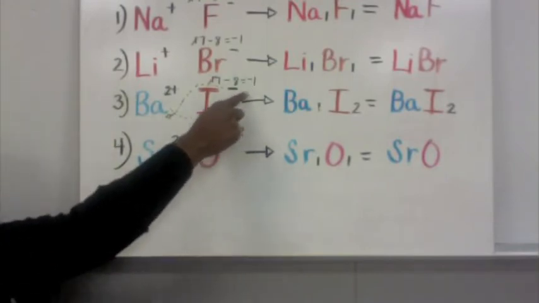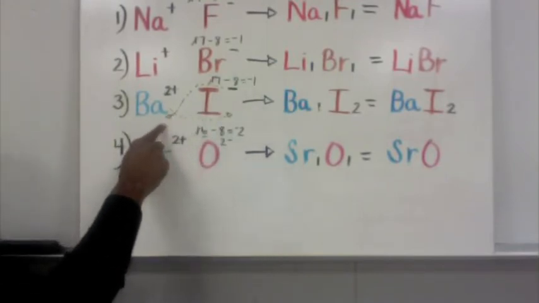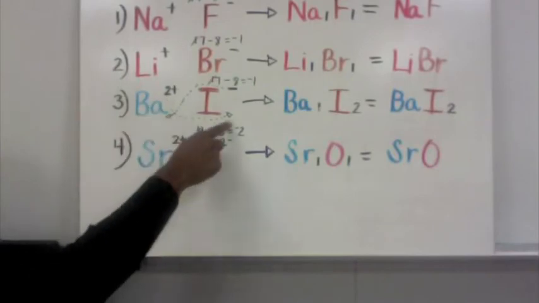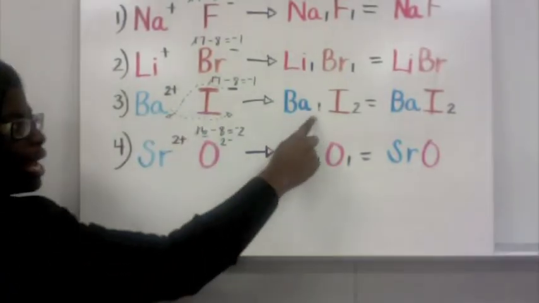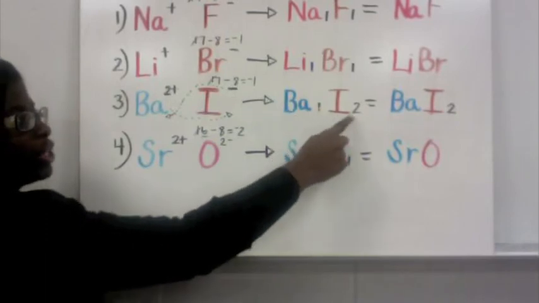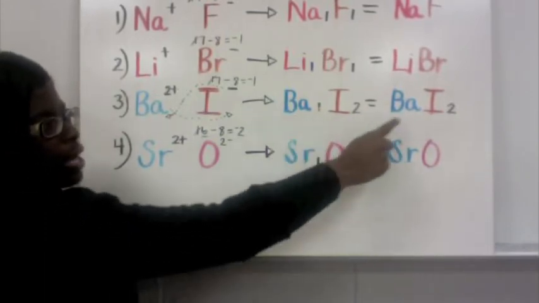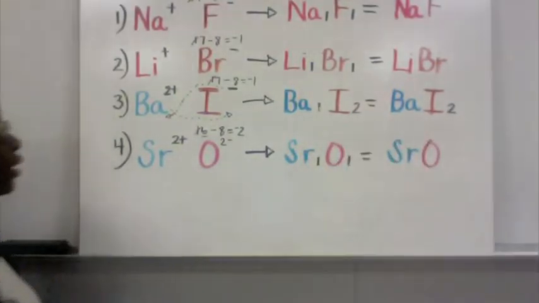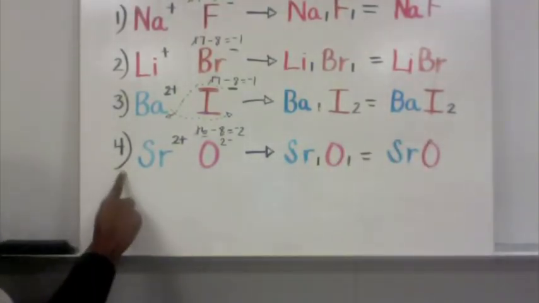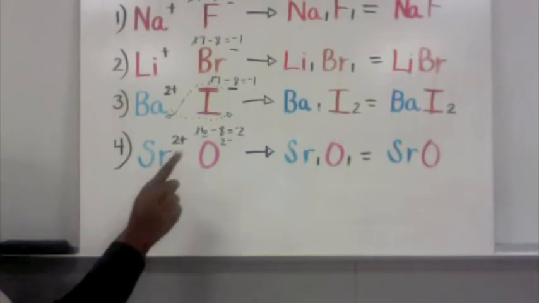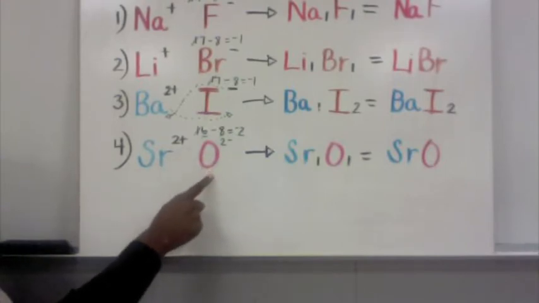So the 1 is going to carry from the iodine to the barium, and the 2 from the barium to the iodine. You reduce to Ba1I2, and this is going to be the formula here because the 1 is understood: BaI2.